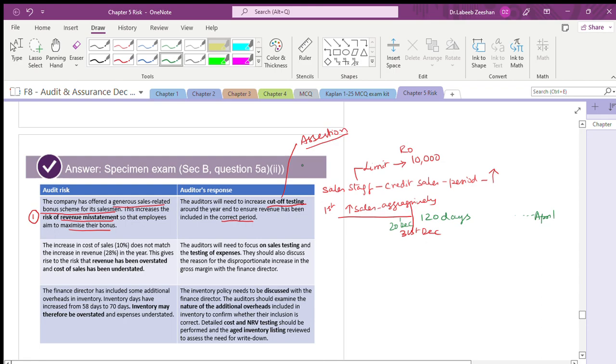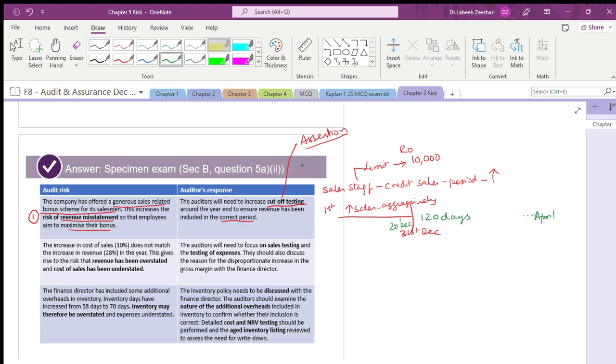You have to make a point of cutoff testing. When we are talking about genuine sales, you have to see whether the sales are genuinely made, and as an auditor you should say that yes, it has been recorded in the correct accounting period. The next year sales should not be recorded in this period.